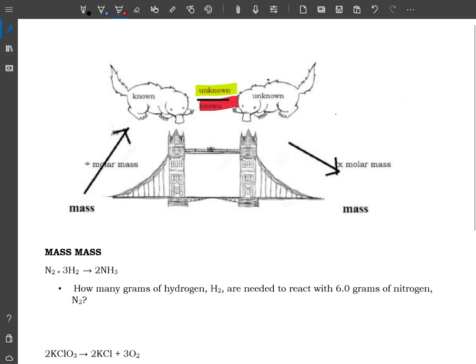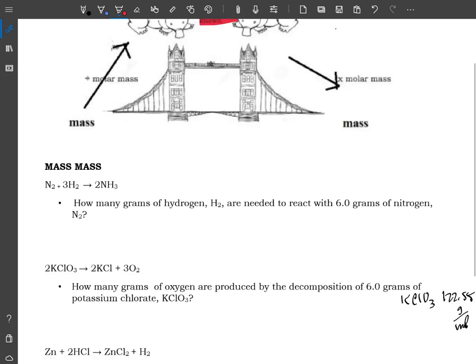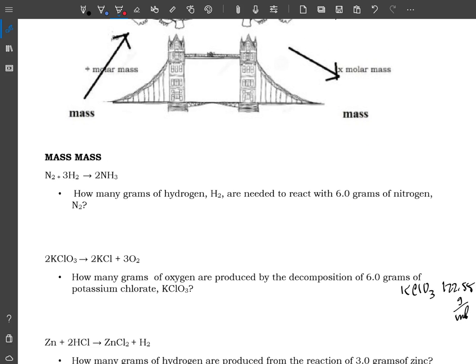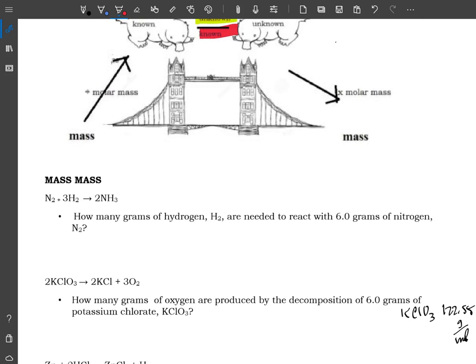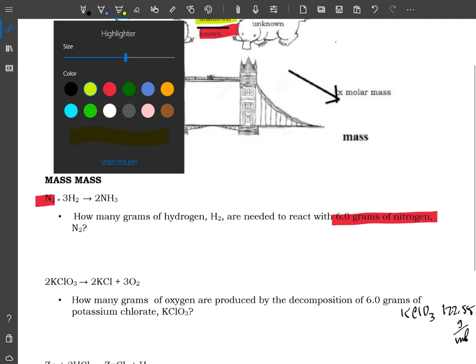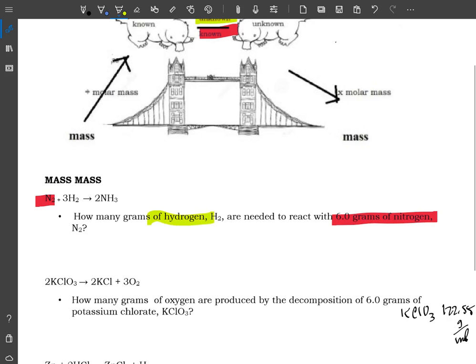Now I've not ever used highlighters on this before, so I don't know how well this is going to work, so bear with me. So we're going to use, I guess, red for our known quantity. What is our known quantity in this first equation? Okay, we're told that we have 6 grams of nitrogen. So nitrogen is what we know, and we're solving for hydrogen. So hydrogen is our unknown.